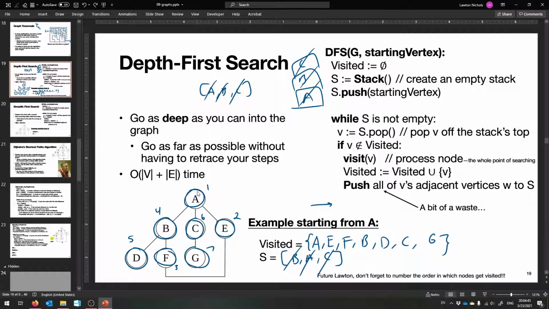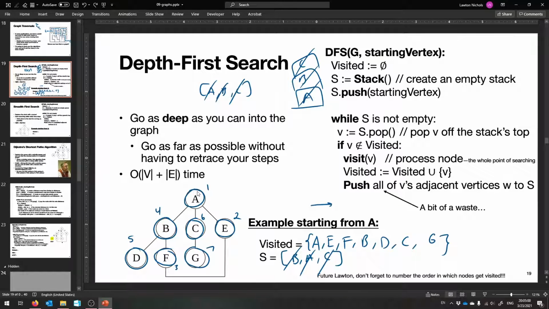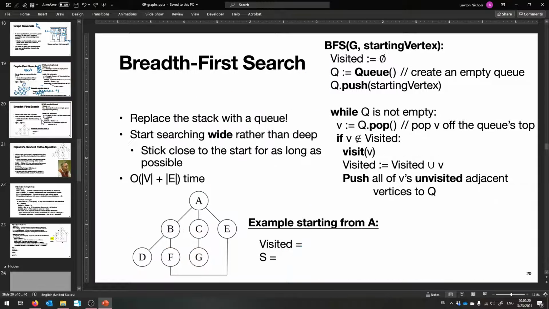Okay? And so what this essentially tried to do was make a very long line through the graph. Go as deep as possible into it, because we went from A to E to F to B to D like that. That is kind of like the order. Yeah? 1, 2, 3, 4, 5. And then once we got to the end and we couldn't go any more out of D, we then backtracked to somewhere where we could, to 6 and 7. Yeah? Hopefully that makes sense. So that is depth first search.